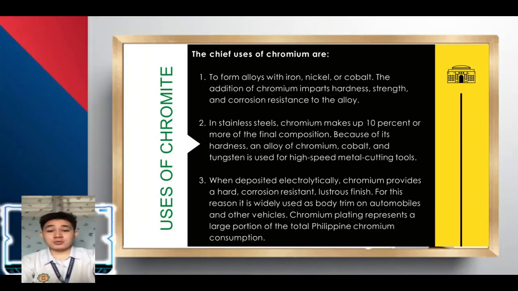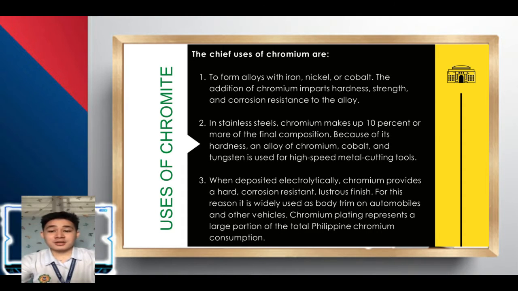So next is the uses of chromite. The chief uses of chromite are, number one, to form alloys with nickel, iron, or cobalt. The addition of chromium imparts hardness, strength, and corrosion resistance to the alloy. So, chromium is one of the most popular alloying metals when it comes to steels. Kaya ang scale of hardness is high man as well as ang iyang corrosion resistance.